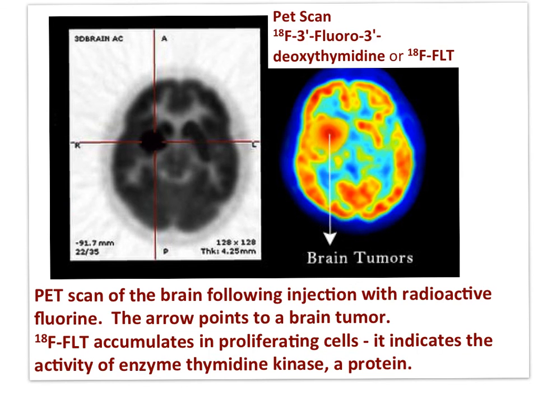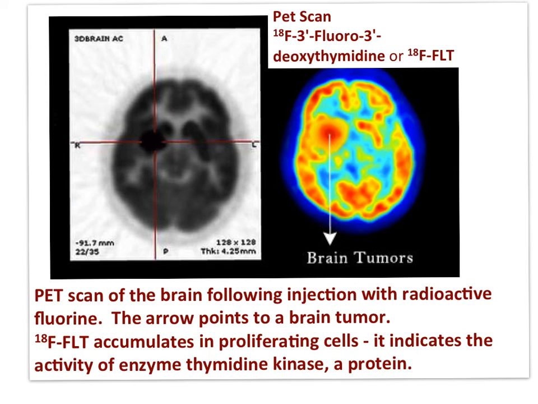Now, as we come down the home stretch of the movie, it's important to remember that tracers other than transferrin are used, and I'd like to provide some examples. Here is a PET scan of the brain following the injection with radioactive fluorine. The arrow points to a brain tumor. 18F-FLT accumulates in proliferating cells, cancerous cells.